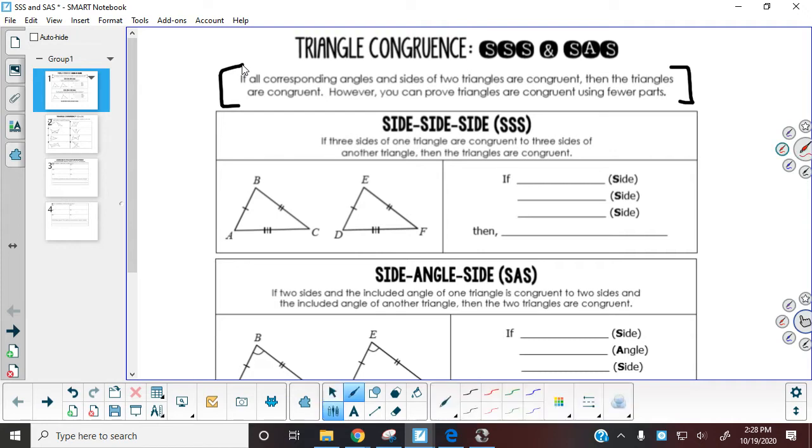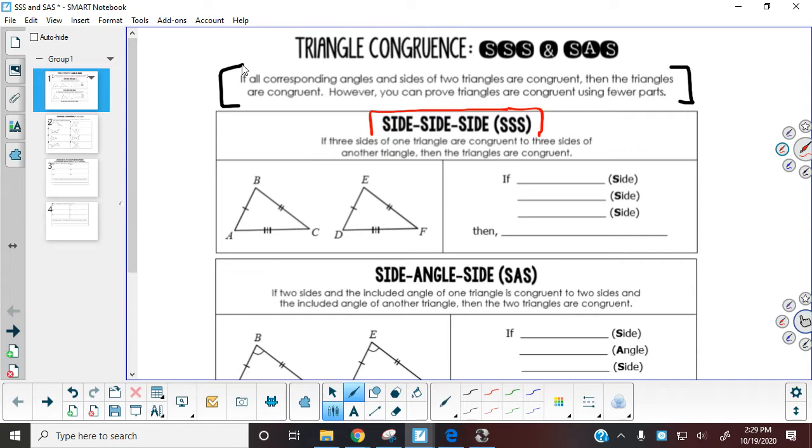So, for example, the names give away what we're looking at. Here you've got side, side, side, or we shorten it to SSS. What that means is if you have three sides of one triangle congruent to three sides of another, then the triangles are congruent. So when we look at our picture, we have one side marked here, a second pair marked here, and a third pair marked at the bottom. Since we have three pairs of matching sides, we can say the triangles are congruent by side, side, side.